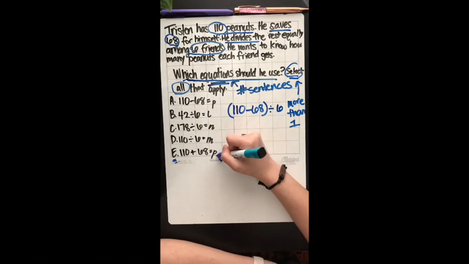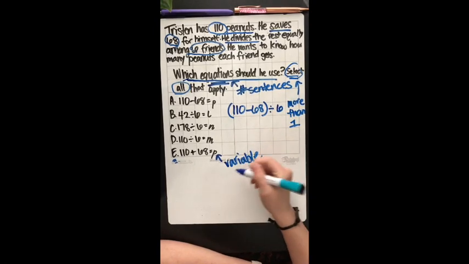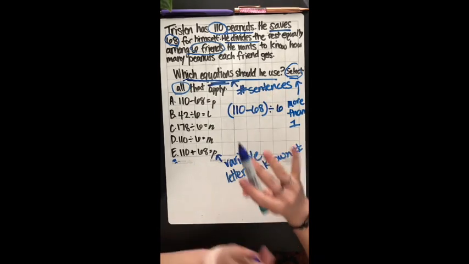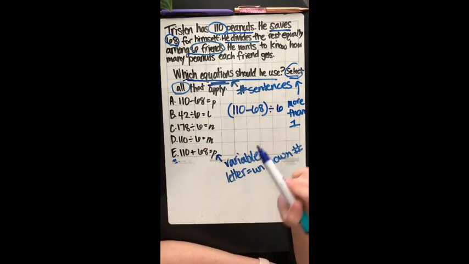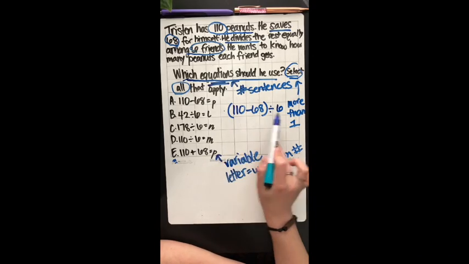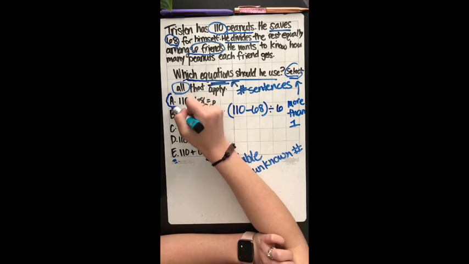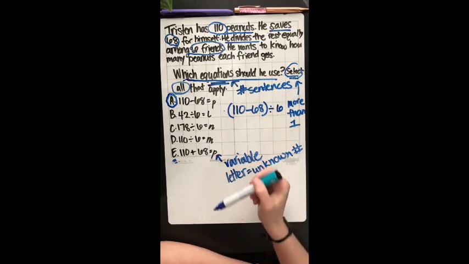Now notice, these little letters are variables. Remember, a variable is just a letter to stand for an unknown number. So don't let the P, L, N, or M mess you up. It's just letting us know that we don't know what the answer is yet, so we just stuck in a letter. So 110 minus 68, was that one of my 2 steps? Well, yes it was. So I would select A for one of my answers, but I know that there's going to be more than one, so I want to keep going.